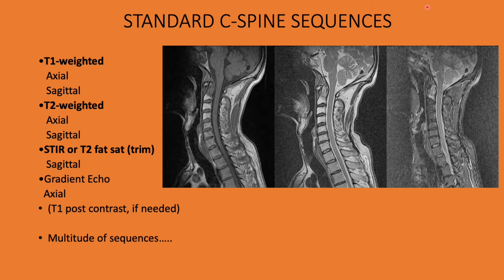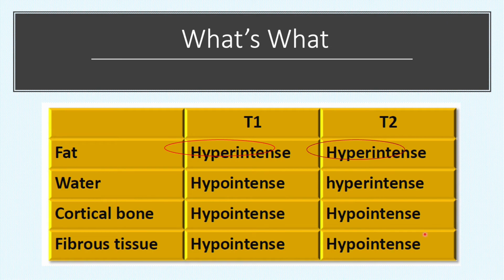An MRI sequence is a particular set of pulse sequence or pulse field gradients that result in a set of images with a particular appearance. It can be hyperintense, which means brighter than the thing that we are comparing, or hypointense, which is darker than the thing we are comparing. So what is what?